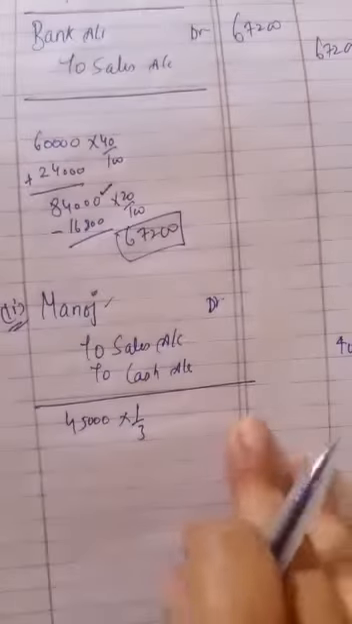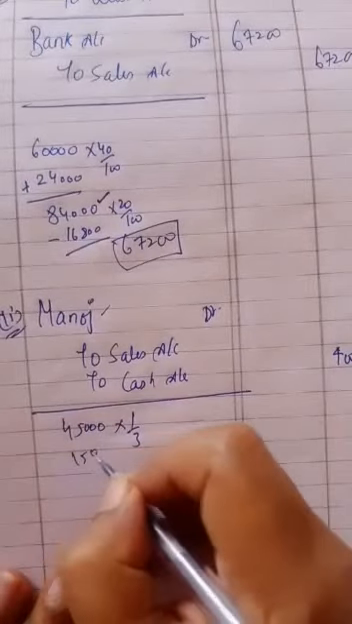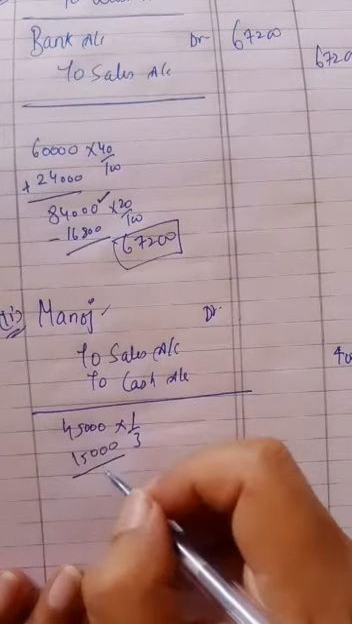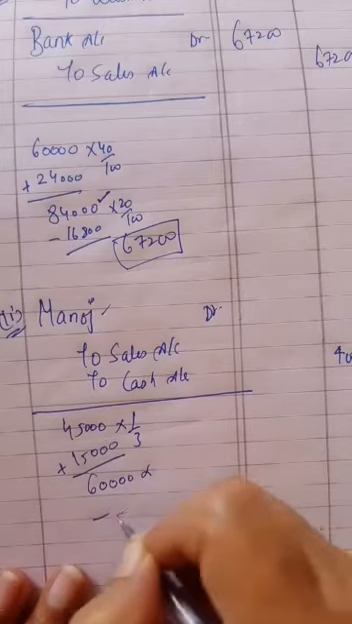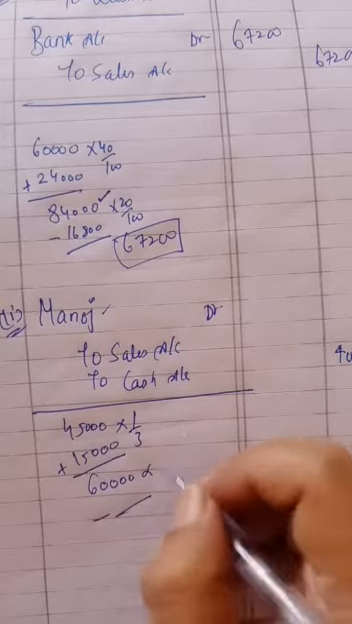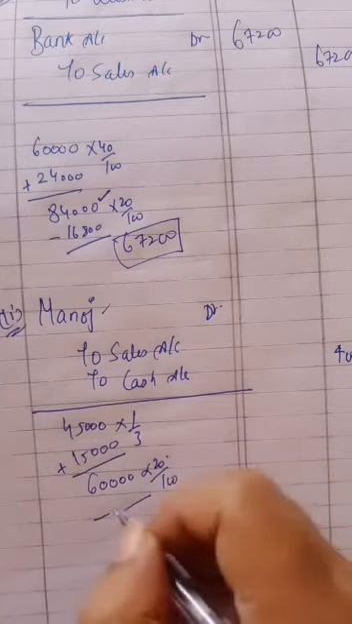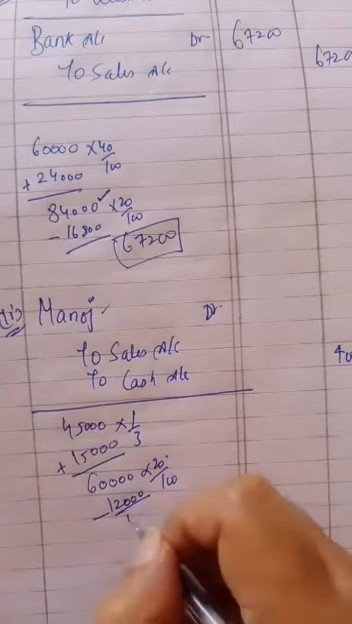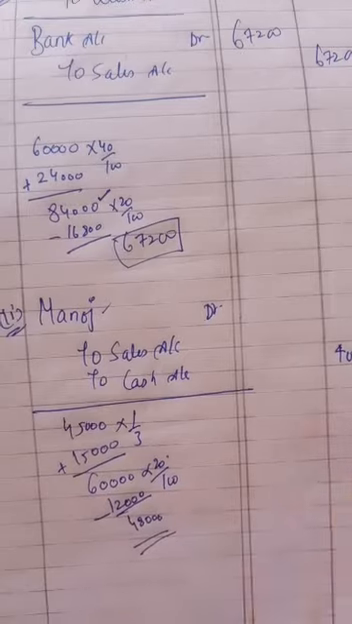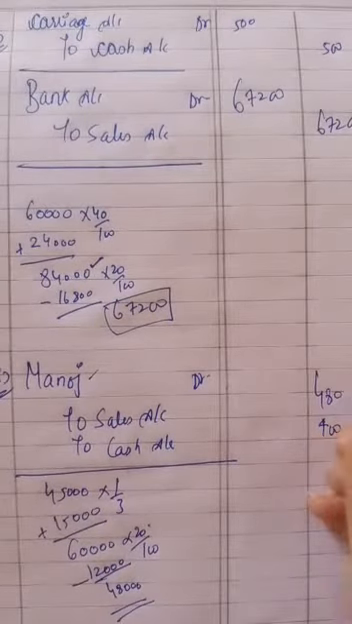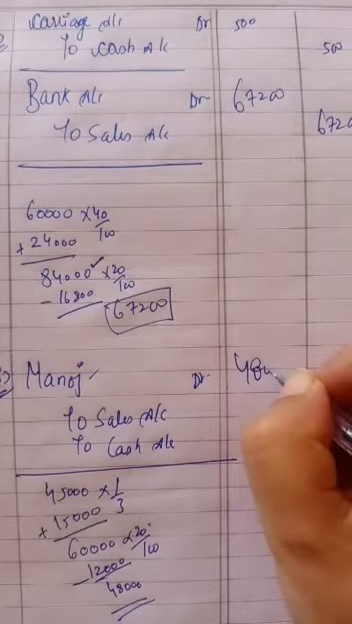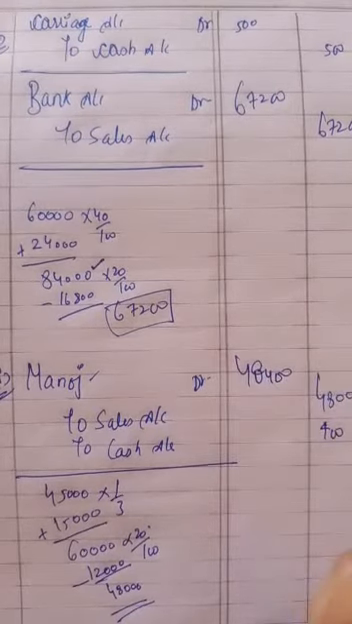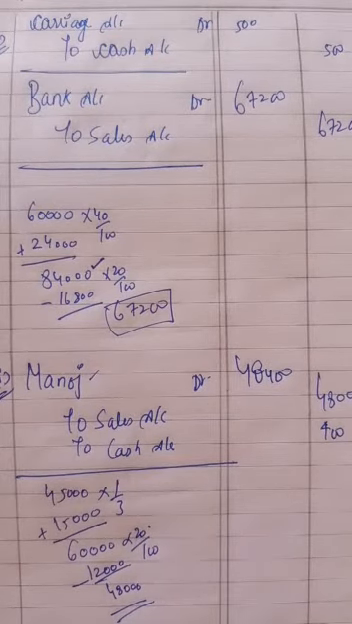So 45,000 was the cost and 1/3 was the profit. 1/3 means 15,000. So 45 plus 15, profit will be added, 60,000. Now we have to deduct the discount, and the value of discount was 20%. 20% means 12,000. 48,000 will be the sale price. Sale price 48,000. 400 we have already paid. So from Manoj we will take 48,400. He is our debtor for 48,400.